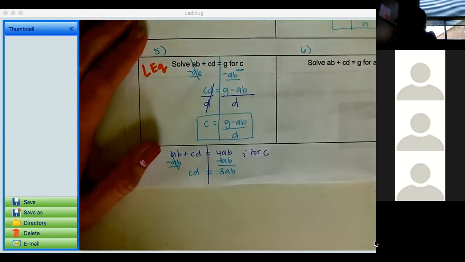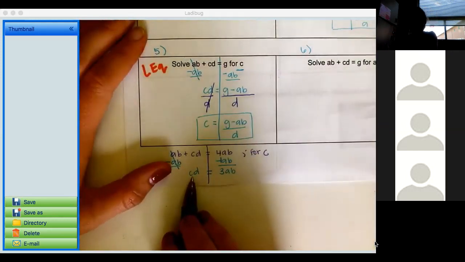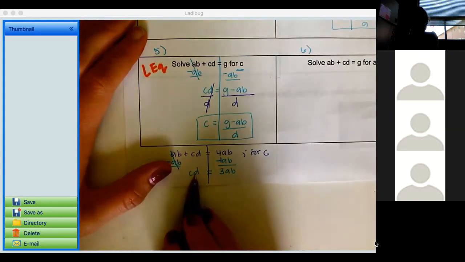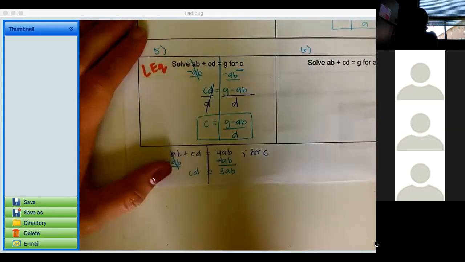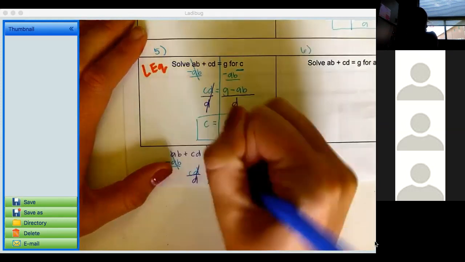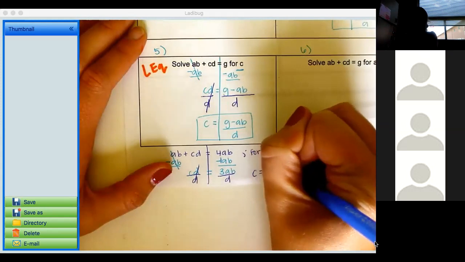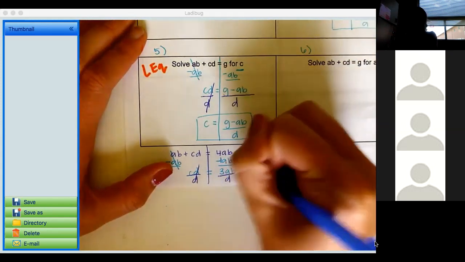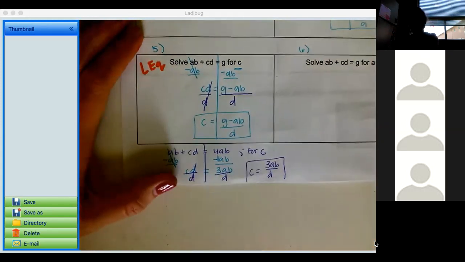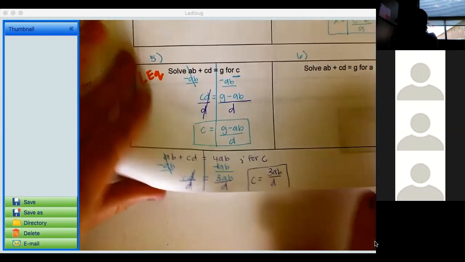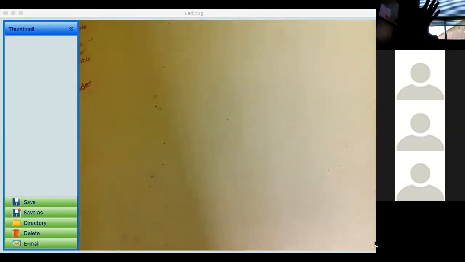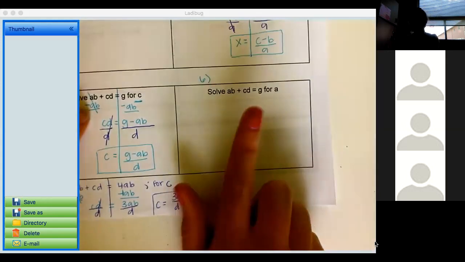All right, so right here, if I want to get C by itself, that means I move D. How do I move it? Good. She's on a roll. Divide the D. So this is C equals, you can't simplify 3AB over D, so you just leave it. Okay? All right, let me see what's on the back. Y'all don't look at it. All right, people at home and people in class, do this one right here.